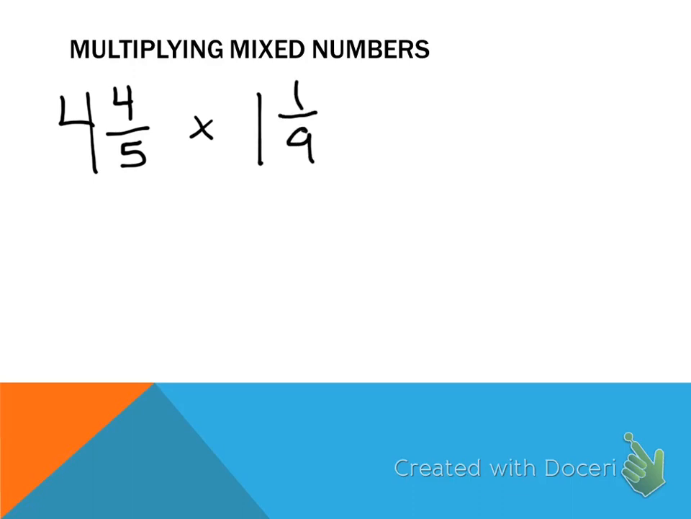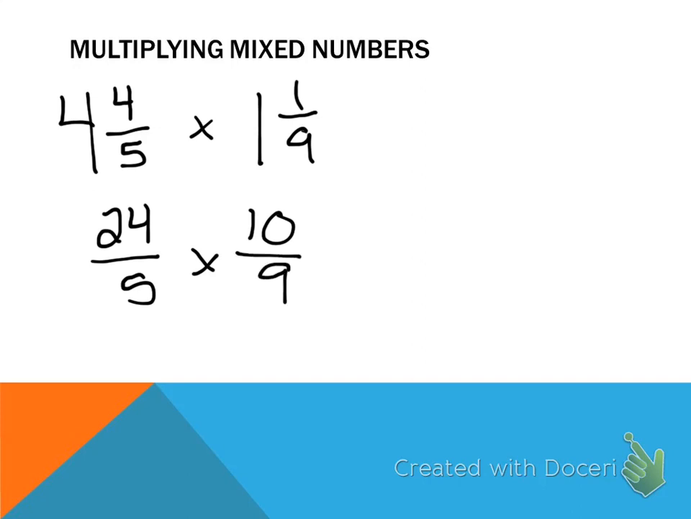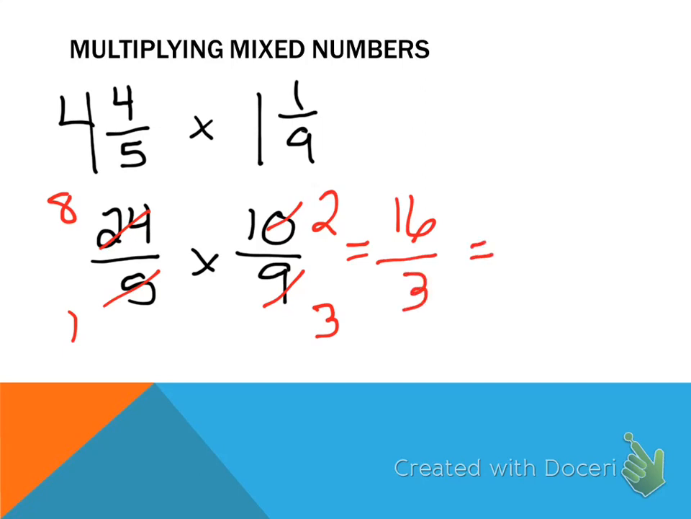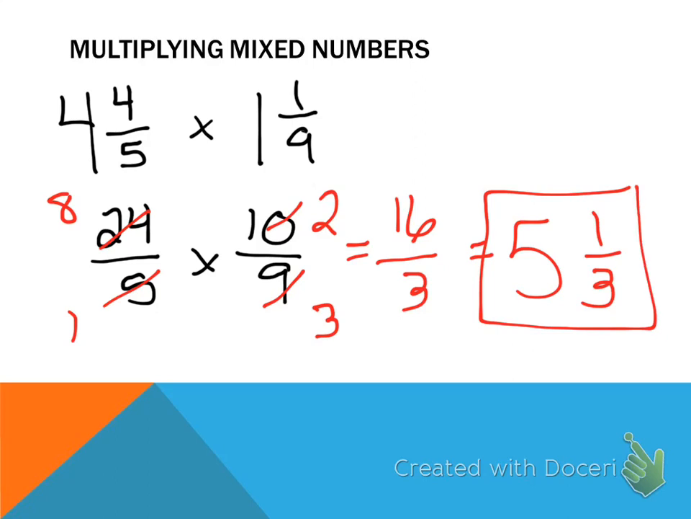Well, the first thing you want to do, again, is change it to an improper fraction, 24 over 5, times 10 over 9. Then cross-reduce where you can. So this becomes 8 and 3, because I'm going to reduce it by 3. I'll reduce 5 and 10 by 5. And we get 16 over 3, which is 5 1/3. All right, and that's how you would multiply a mixed number. If you understand that, that is everything you need to know for 5.3.